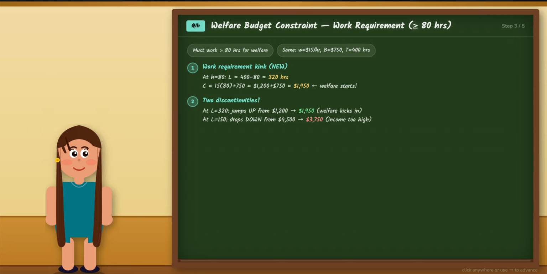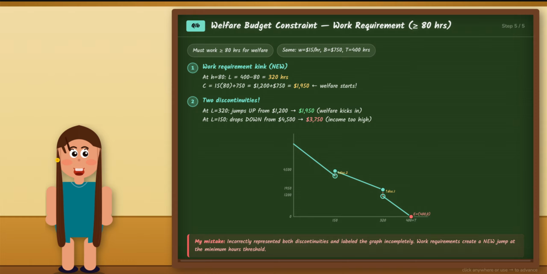Then the income cutoff kicks in again at L equals 150. Once her earnings hit $3,750, she loses welfare and the line drops from $4,500 back to $3,750. That is the second discontinuity. So the graph has two jumps, one up at 80 hours worked and one down at the income cutoff. What I got wrong was the representation of these discontinuities and incomplete labeling. The takeaway is that work requirements always create a jump up at the minimum hours threshold.